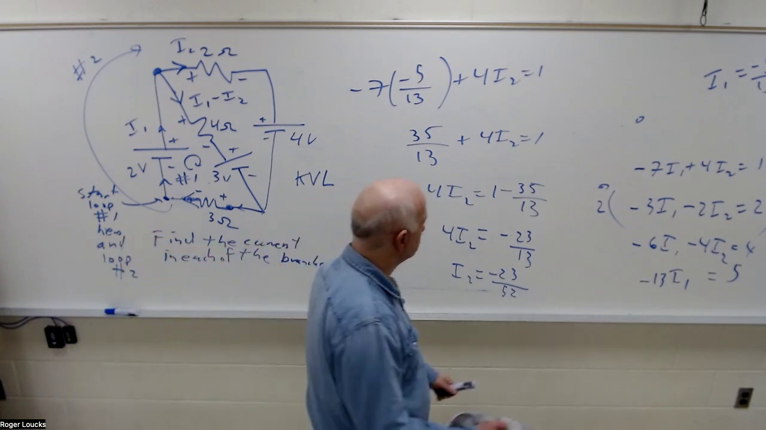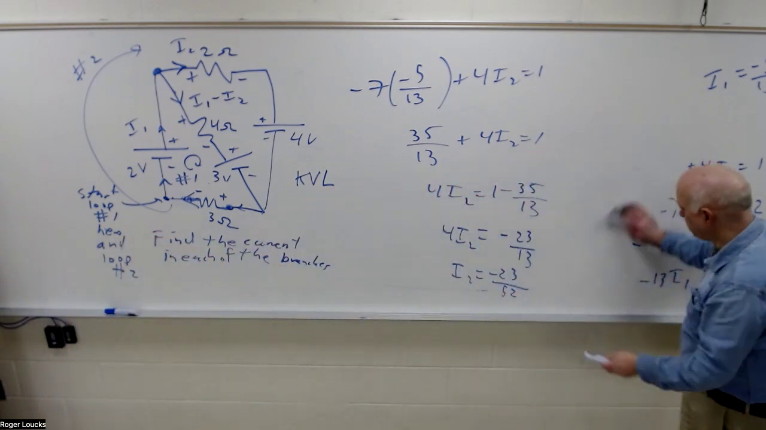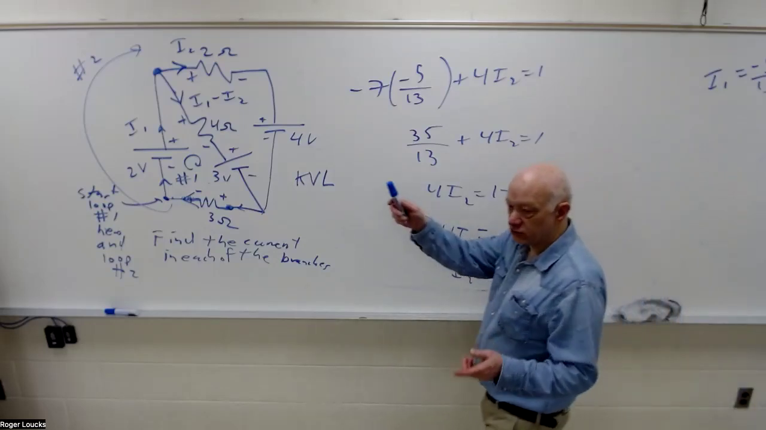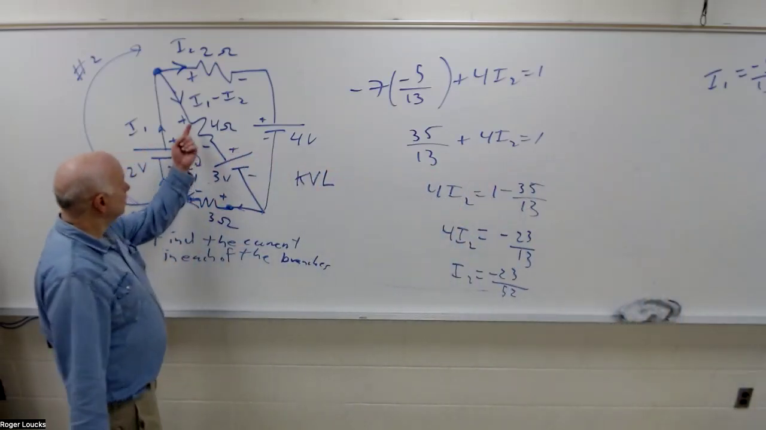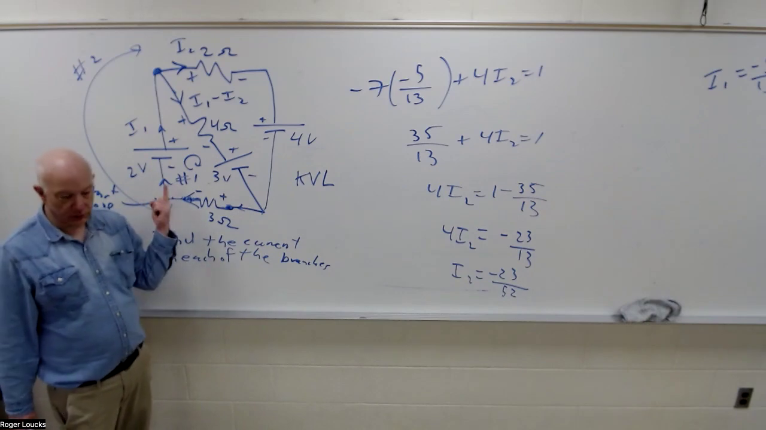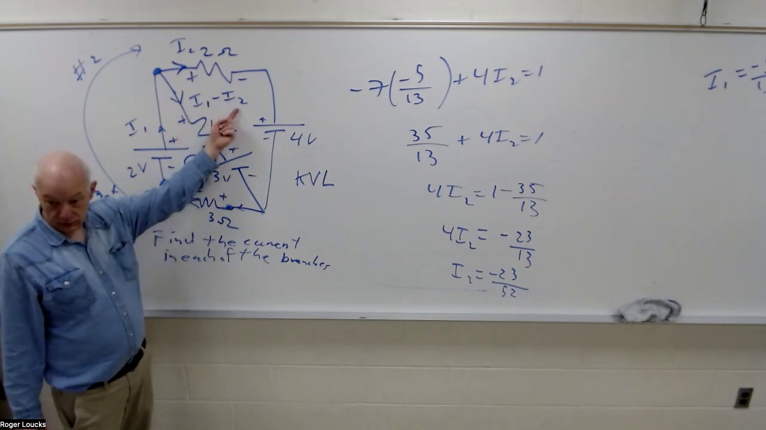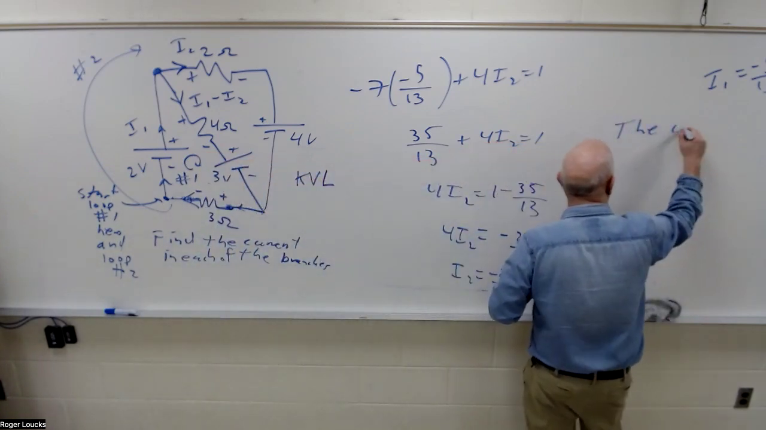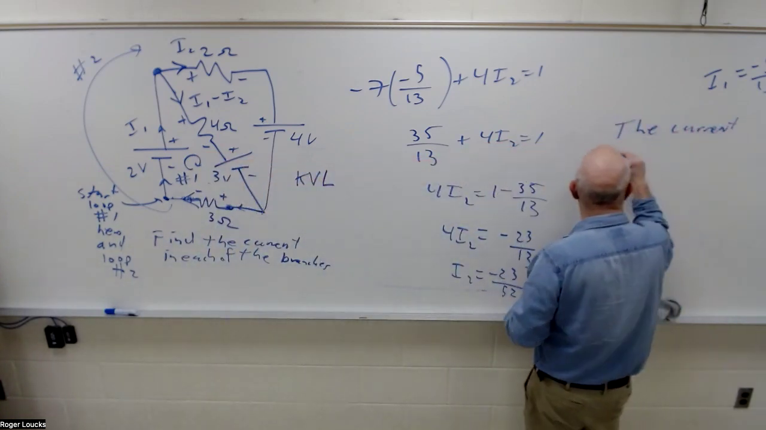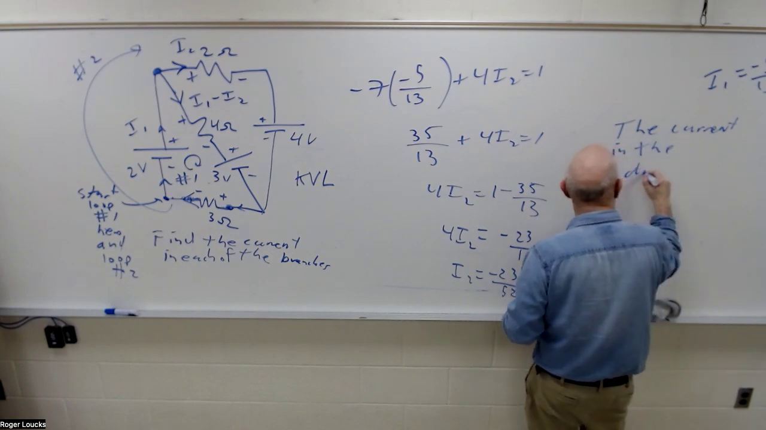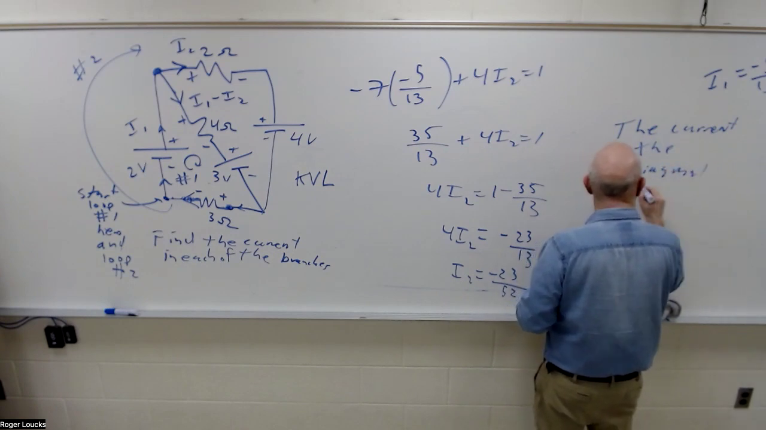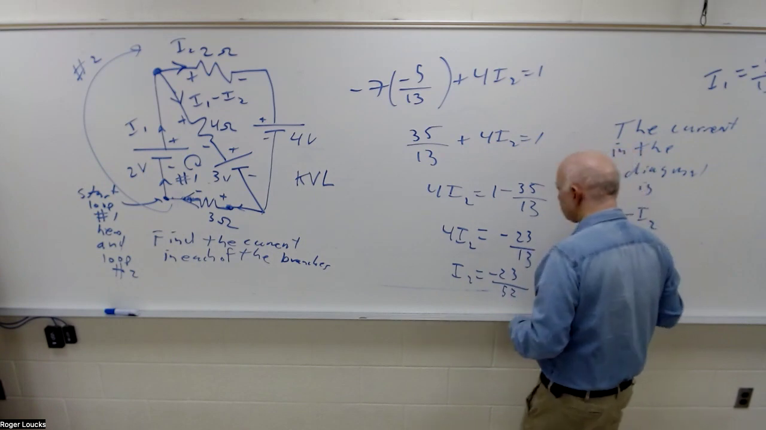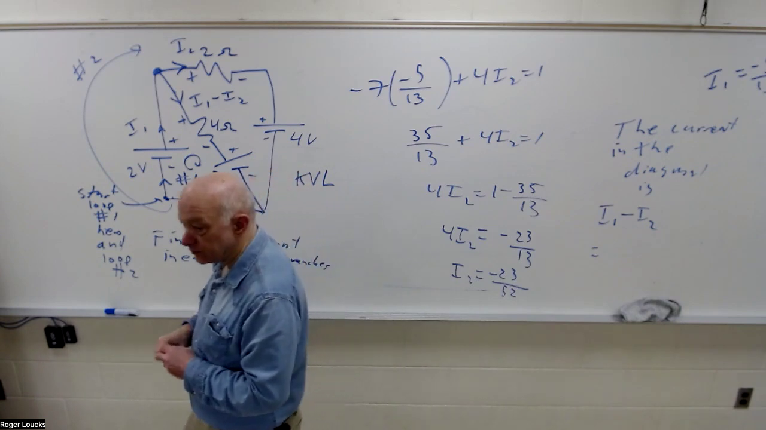How did we set it up there? We said the current going through this diagonal branch is what? The wrong way. Oh, we said the current going through this branch is I1 minus I2. So the current in the diagonal branch is I1 minus I2. So what do you have to put in that equation?